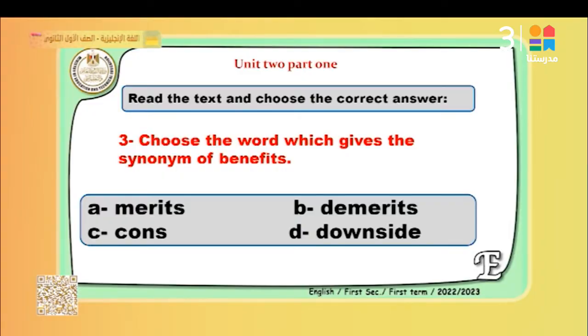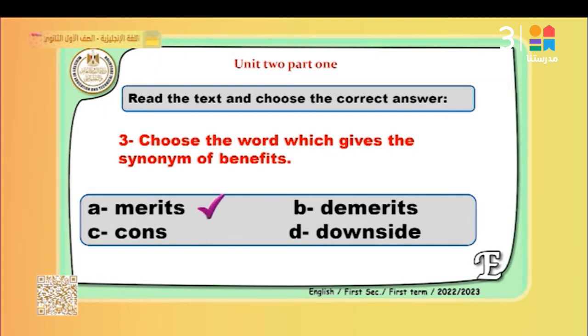Question number 3, choose the word which gives the synonym of benefit. What is synonym? Do you remember the word synonym? The same meaning. So choose the word which gives the synonym of benefit. We have merits, demerits, cons, and downside. Of course, merits means benefits. Demerits means the opposite, the disadvantage. Downside means again disadvantage, and the cons means disadvantage. So the model answer is merits.